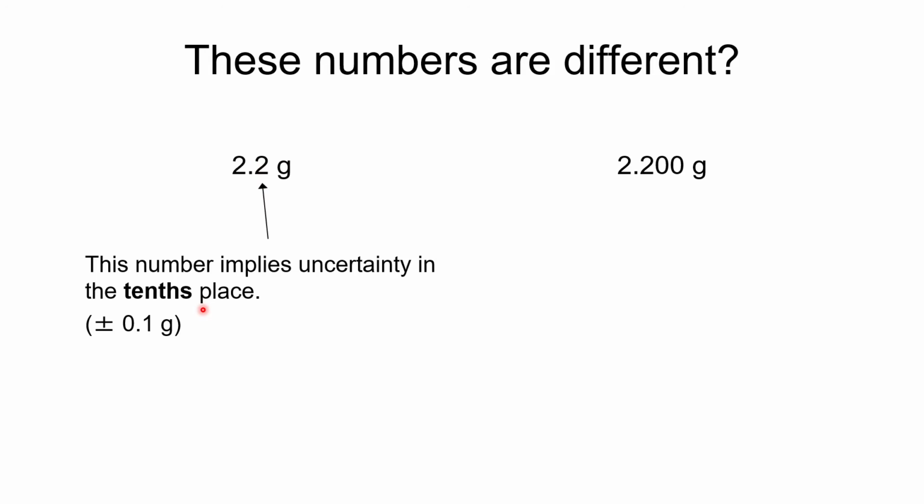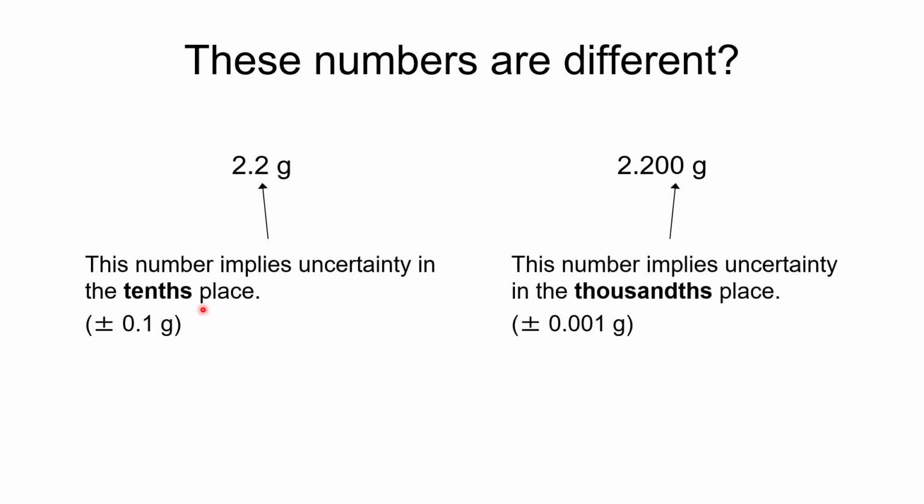Whereas the other number, with the way that it's written, implies that there's uncertainty in the thousandths place. So we have uncertainty out here. So this could be 2.199 or 2.198 or 2.201 or 2.202. But we know these other numbers pretty well. It's just we have uncertainty in the thousandths place. Well, there's a lot more information in this number. And so when we're making measurements, we want to write down the correct number of significant figures: all the numbers that we know for sure and the one that we have uncertainty about.